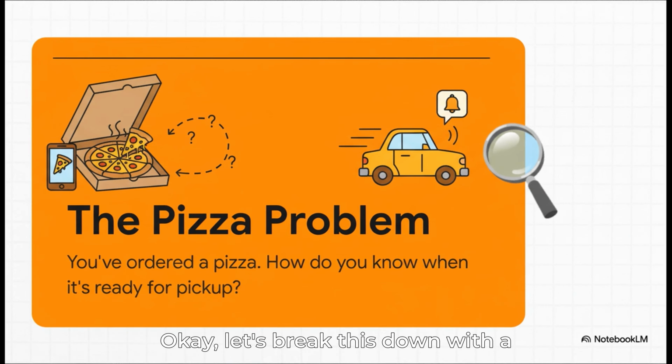Okay, let's break this down with a super simple analogy. I call it the pizza problem. Imagine you've ordered a pizza online, you're starving, and you're waiting for it to be ready. How do you find out when it's time to go get it? Turns out you've really only got two options, and those two options perfectly explain the difference between polling and webhooks.